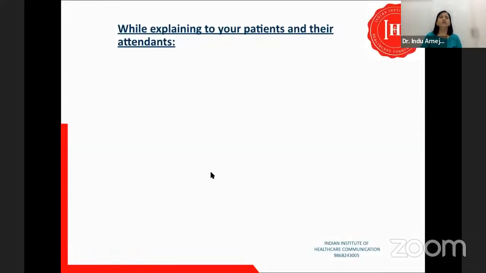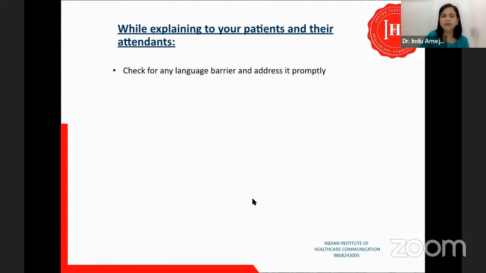Okay, so when you are explaining to your patients or their attendants, couple of things if you can keep in mind will help you in making your communication more effective. First thing, please check for any language barrier. Any idea how many languages we have in our country? Write in the chat box. How many official languages do we have?